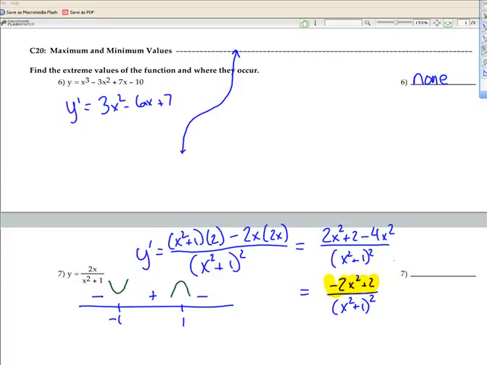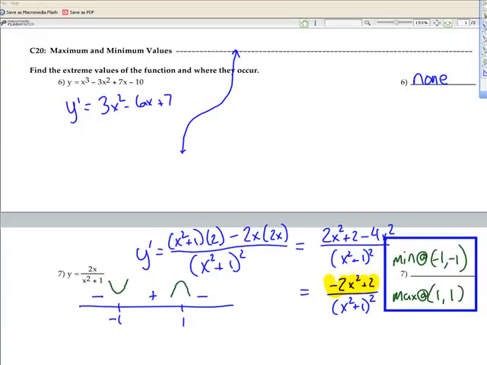So I'll say there's a min at -1, and I just plug -1 in and see what I get. If I plug in -1, I get -2 over +2, that's -1. So I have a minimum value of -1 at -1. And I have a maximum at the point 1. If I plug in 1, I get 2 over 2. So I have a maximum value of 1 at the point 1. Any questions on these?